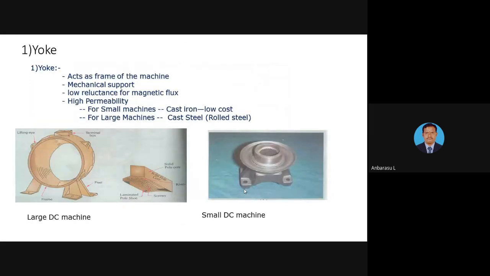Now we explain the yoke function individually. It acts as the frame of the machine. It provides mechanical support to the machine, with low reluctance for the magnetic flux path and high permeability. For small machines, cast iron is used for low cost. For large machines, cast steel or rolled steel is used.